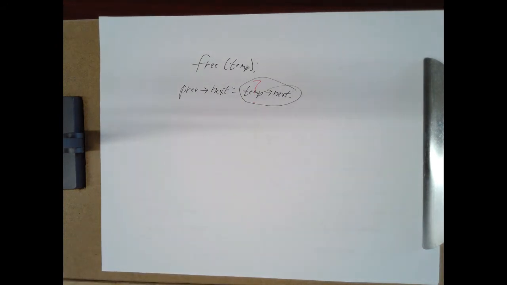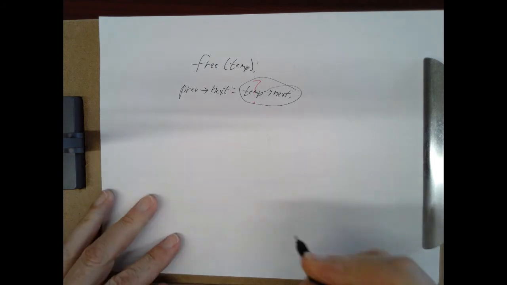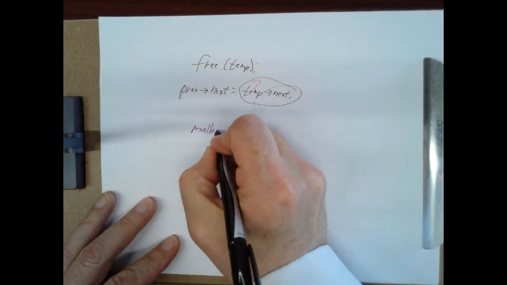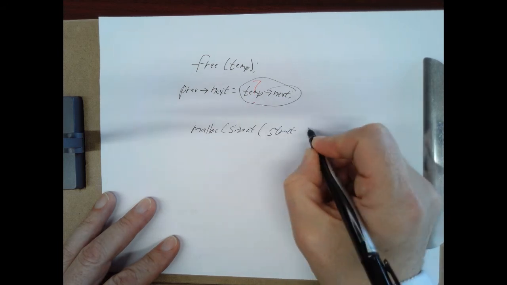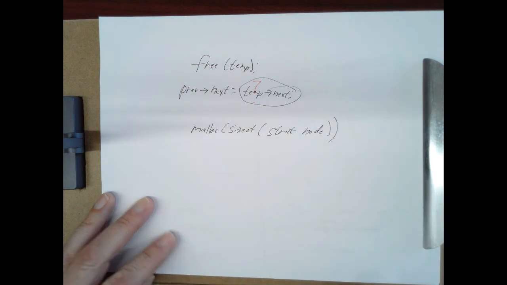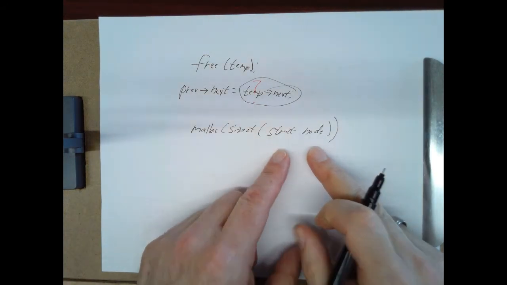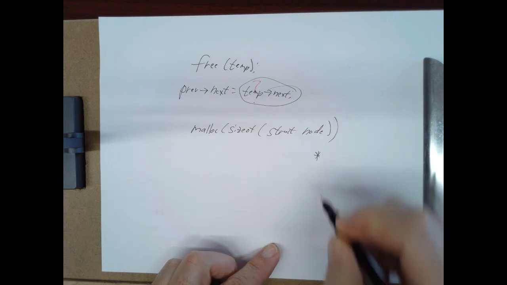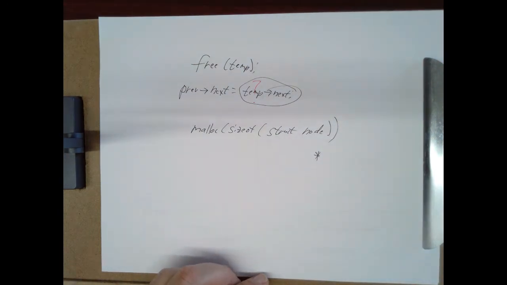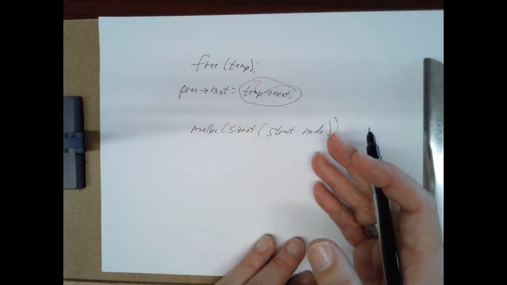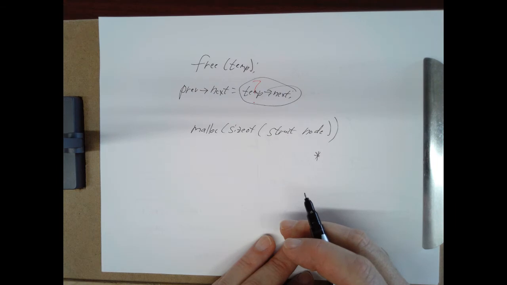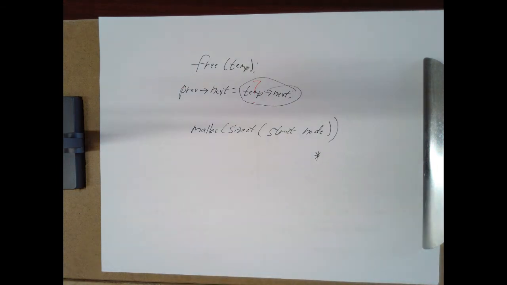Other things that valgrind will complain about: malloc size of struct node allocates enough memory to store a struct node. If you malloc size of struct node star, you're only allocating 8 bytes. It's not looking at how big a node is. It's looking at how big a pointer to a node is, which on our server is always 8 bytes. So if your node needed to have 1,000 bytes because it had all these different fields in it, and you malloc size of struct node star, you're only allocating 8 bytes.